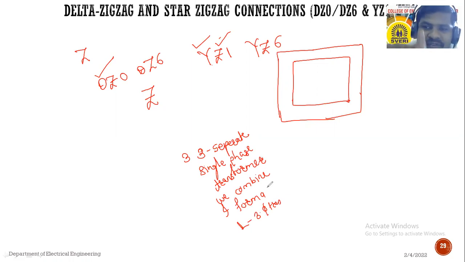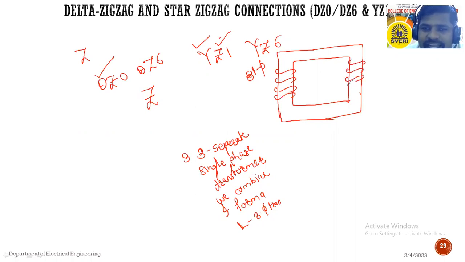So in case of the previous connections like delta star, star delta, delta delta and star star, in that each transformer, three single phase transformers, suppose we are drawing here one phase, I draw one phase, so that each phase has a winding. Okay, there is a primary winding and there is also a secondary winding, right?